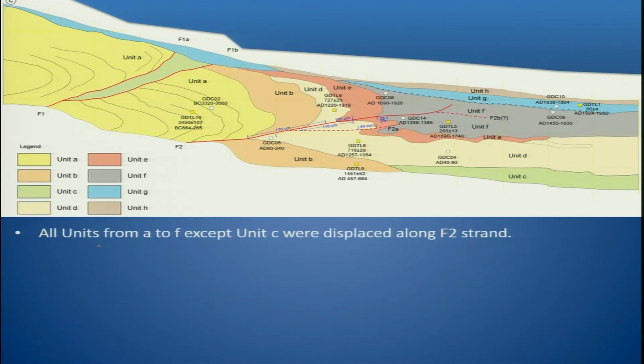Now all units from A to F except C were displaced, because C, as I explained, was lying far away in the footwall, far away from the deformed zone, hence it was not affected.